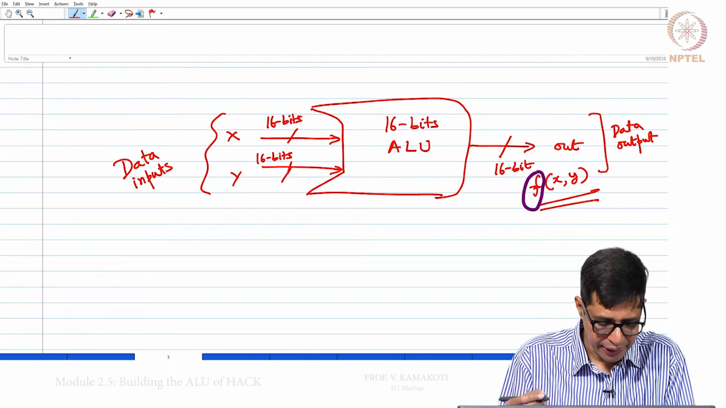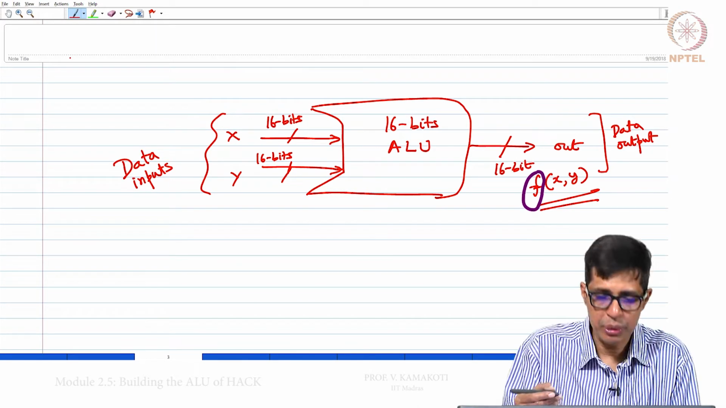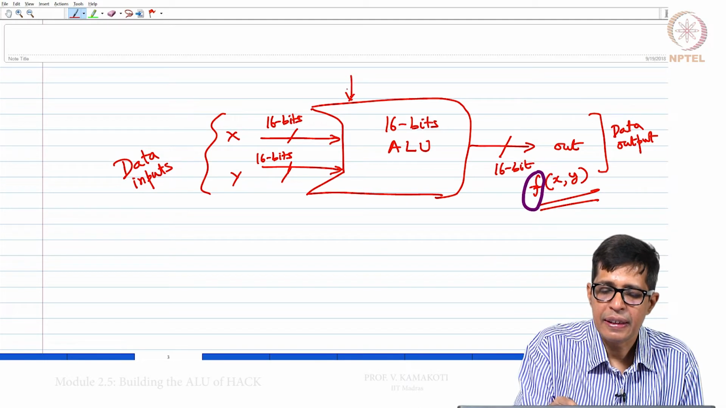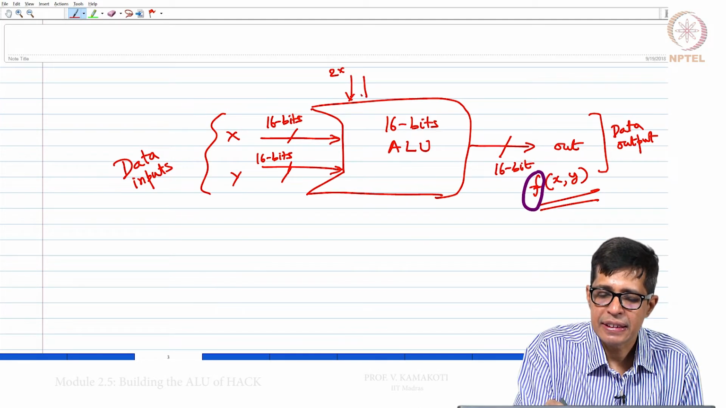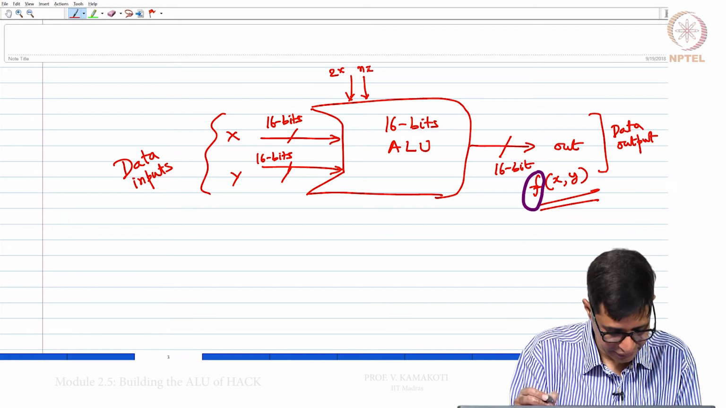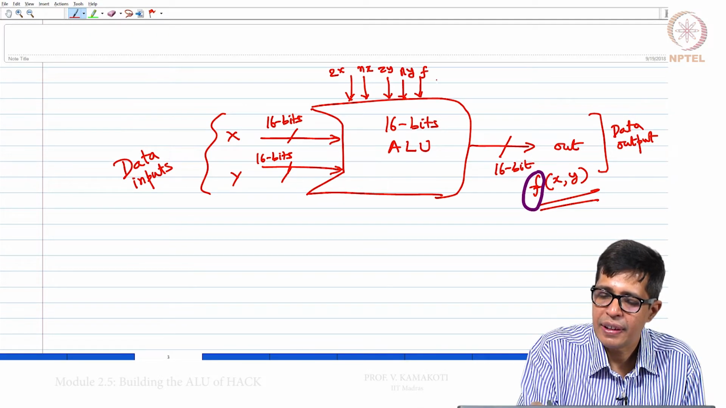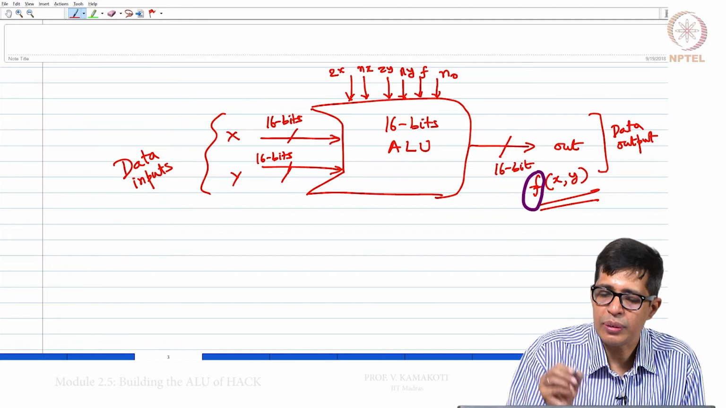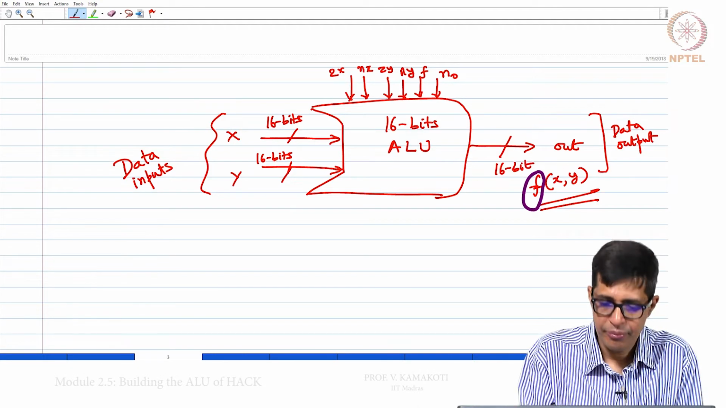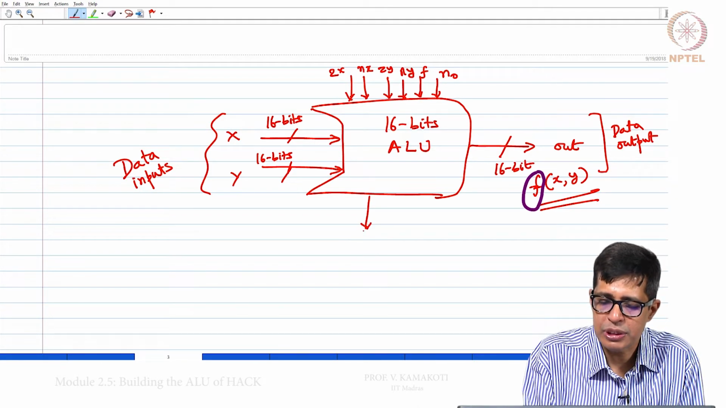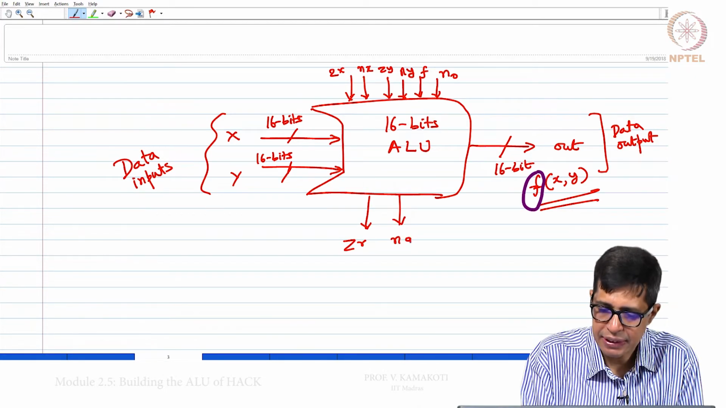In this ALU there are 6 control inputs, namely Zx, Nx, Zy, Ny, F and No. And there are 2 outputs, which are Zr and Ng.